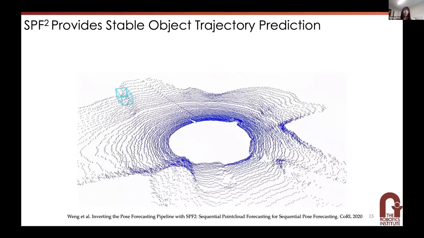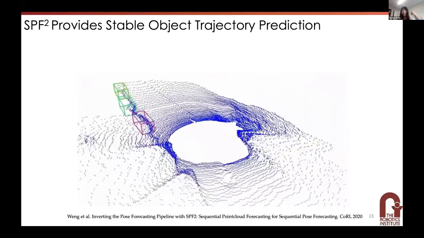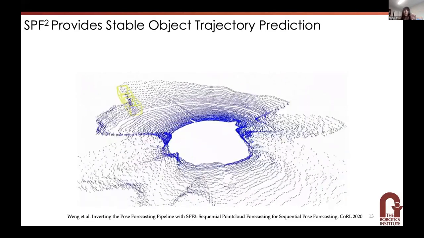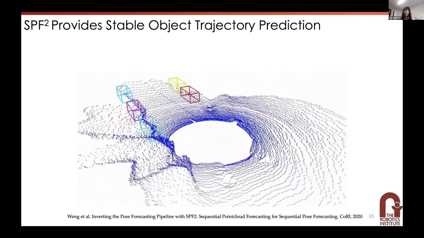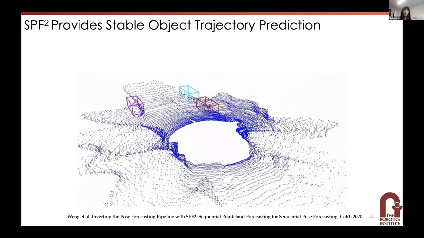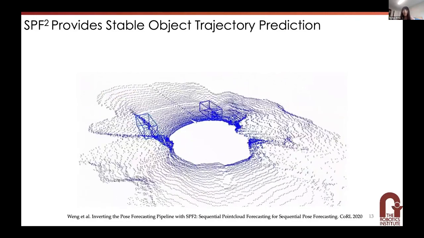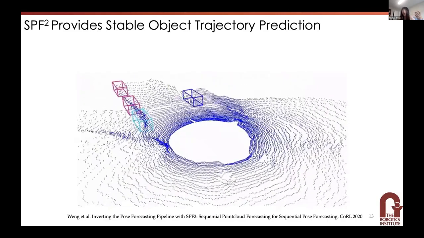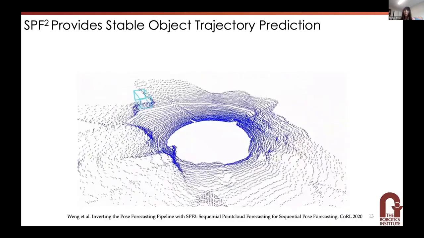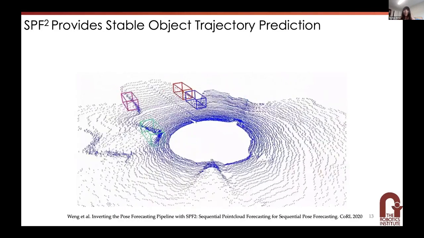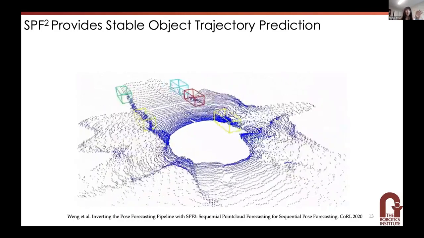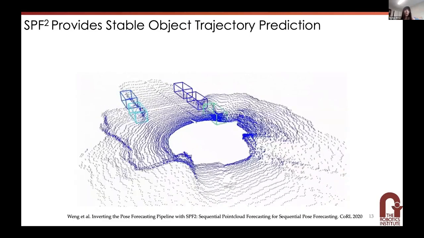You see those boxes are actually tracked very well. The identity across time is consistent, and the location of the box also looks reasonable. We will show a more detailed demo later, but this demo gives you a sense of this pipeline, which we call the FPF square pipeline. The longer name is sequential point cloud forecasting for sequential pose forecasting. So that's what we call it, FPF square.